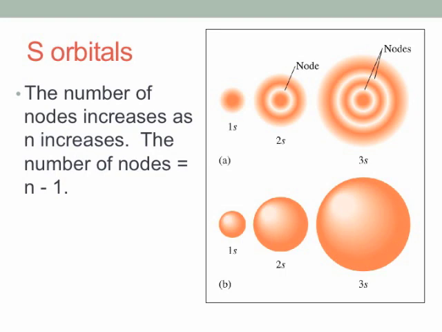So you can see in our diagram here, we have energy levels 1, 2, and 3, and the s levels for each of those energy levels overlapping. And as the number of nodes increases, n increases, and n is our energy level. The number of nodes that we can ever find in between these s sublevels is n minus 1.